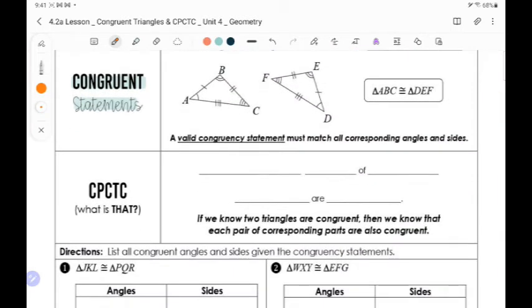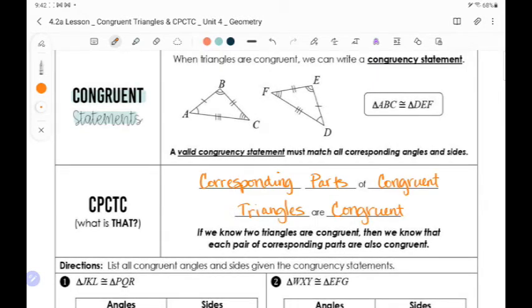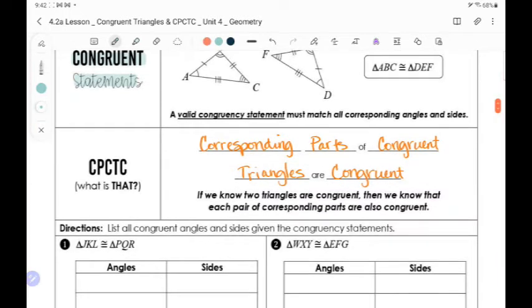So now we have this long statement. Let's fill it in. Corresponding parts of congruent triangles are congruent. And there we have it. Corresponding parts of congruent triangles are congruent. One thing that I will notate is notice that it says corresponding parts of congruent triangles. That is an important piece right here. The triangles have to be congruent. We have to know that the triangles are congruent in order for this statement to be true. It's not saying that corresponding parts of all triangles are congruent. It's just saying corresponding parts of congruent triangles are congruent.